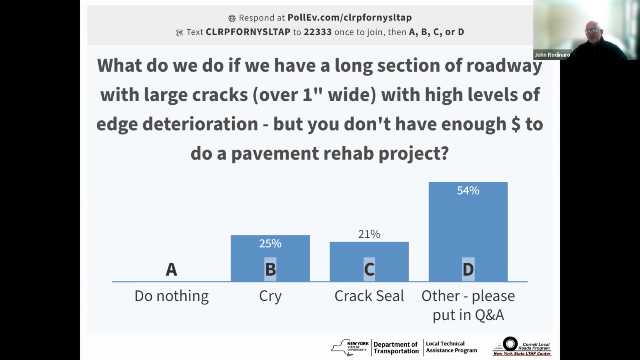So John, you had some other answers in the Q&A. Several people put mastic, some people put limited cut and fill, and a couple put microsurface. Oh, interesting. Well, how would you respond to those answers, David?